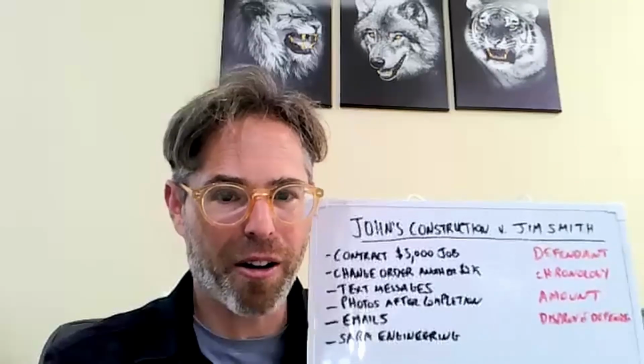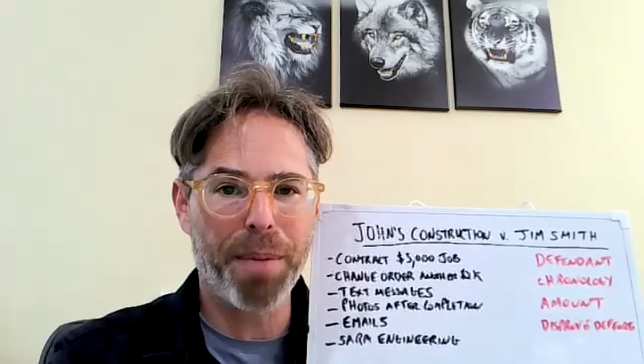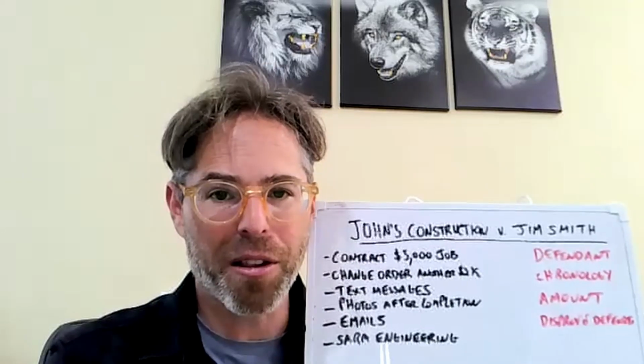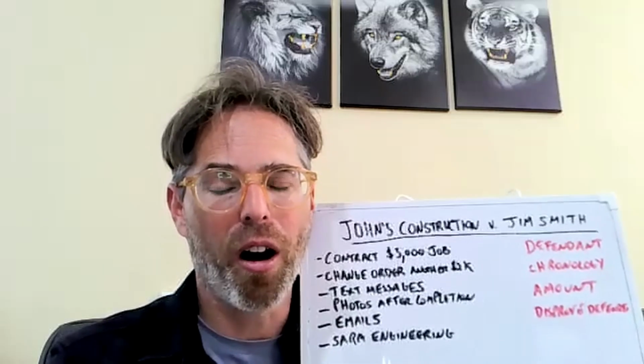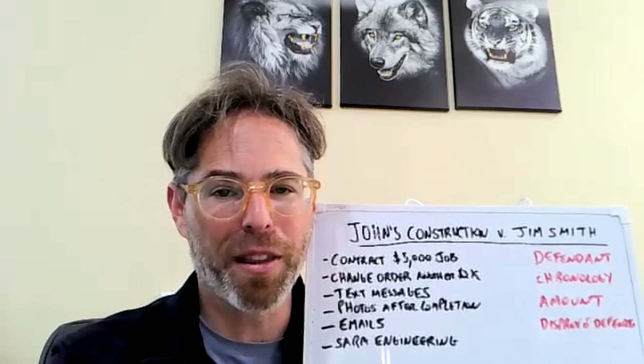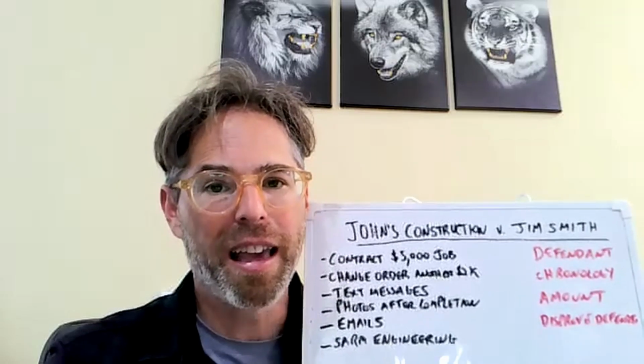So that's the fact scenario. And now where we're at is that John's Construction finds himself in a pickle because he's out $7,000 that he was supposed to be paid. He's out of pocket for the materials that he spent on the patio, and Jim Smith isn't paying him anything. In fact, Jim Smith is claiming that John owes him money.